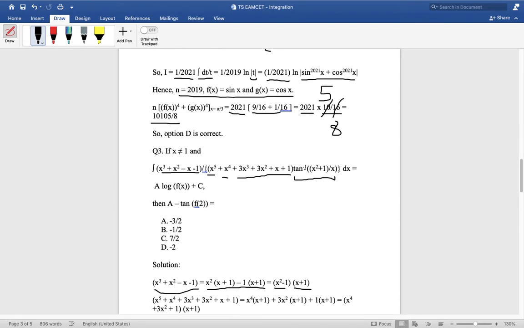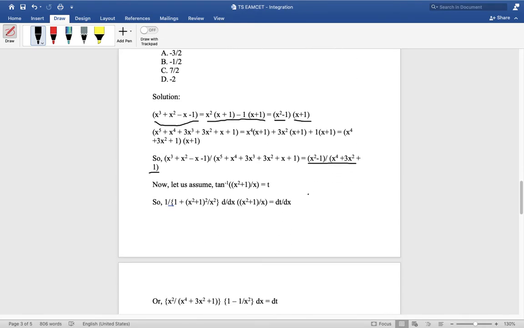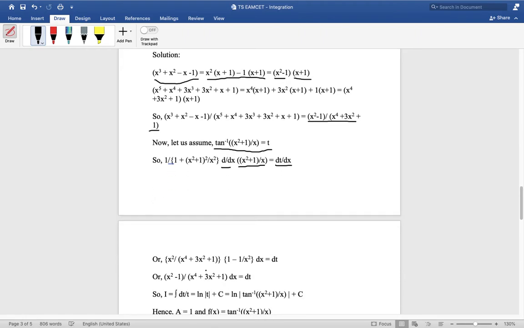Now I don't know what to do with this, so I just assumed it as t. Tangent inverse of (x square plus 1) by x equals t. Okay, let's just pray to God and start solving from here. Maybe everything will work out. So when I differentiate this with respect to x, what will happen? The derivative of tangent inverse of x, we know, is 1 by 1 plus x square. So 1 divided by 1 plus (x square plus 1) whole square divided by x square, and the derivative of this whole thing, (x square plus 1) by x, gives dt by dx. When I solve this, what will I get?